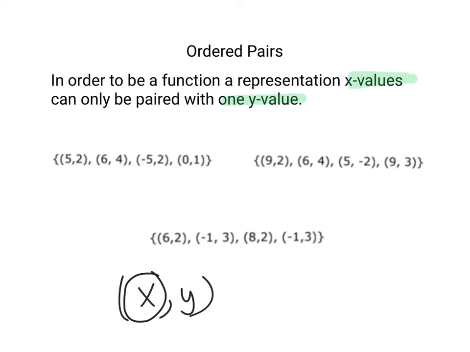So if we look at these relationships with ordered pairs, looking at the first one, I'm going to highlight all the x values. And what I want to see is, do any repeat? In this case, we have a positive 5, positive 6, negative 5, and 0. Since none of these repeat, we can say that this is a function.